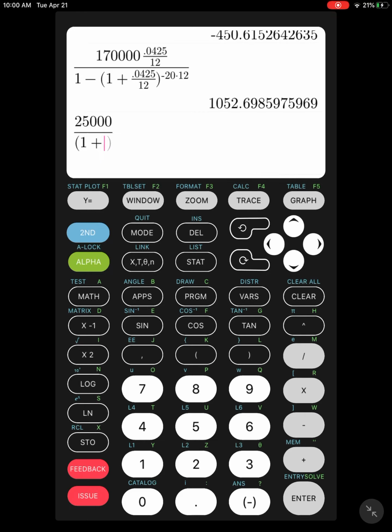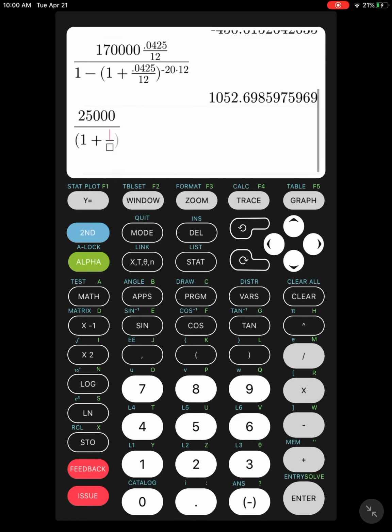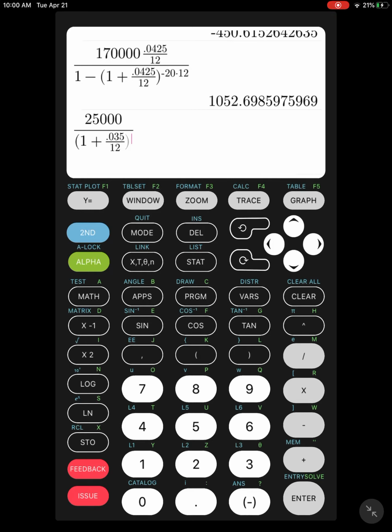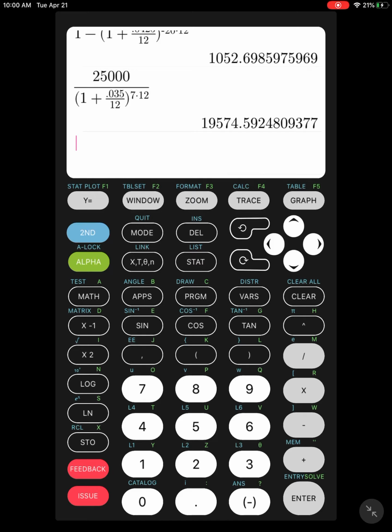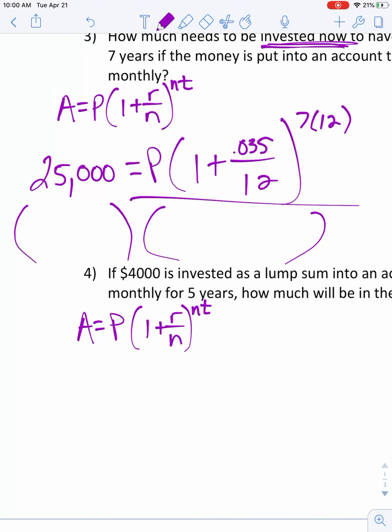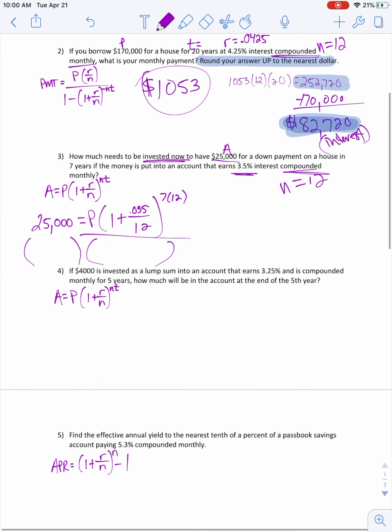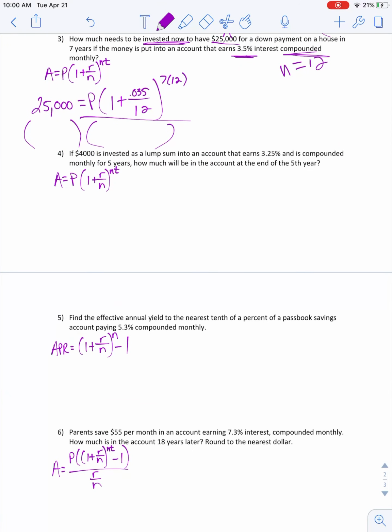1 plus new fraction, 0.035 over 12 to the power of 7 times 12. So you can just put that in there, and there's your amount. That's how much money I have to put in right now, one time. And what does it say to round it to? It doesn't specify, so you're just rounding it to the nearest penny. Okay, so again, you can refer to the answer key on that, but I wanted to remind you how to put that in the calculator.